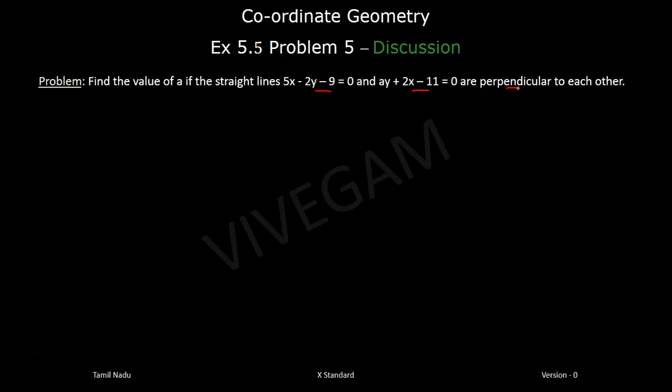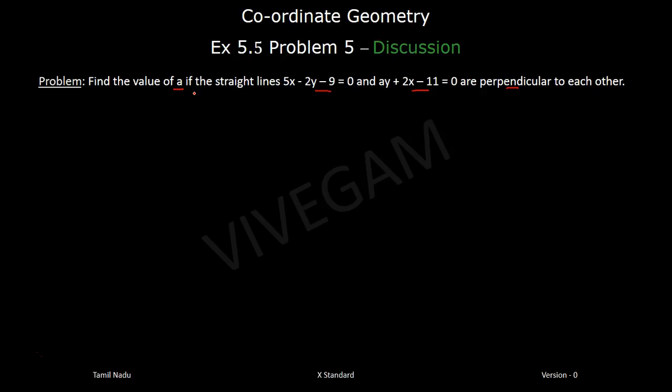So what is the condition for lines to be perpendicular? The product of their slopes will be equal to minus 1. So all we need to do here is find the slope of the first line, find the slope of the second line, multiply them and see whether it is equal to minus 1. Oh, okay, I'm sorry, I'm missing the point here. They have asked us to find the value of A if the lines are perpendicular. So find the slope of this and find the slope of this, multiply it, equate it to minus 1. You will get an equation in A, solve it and get the value of A.